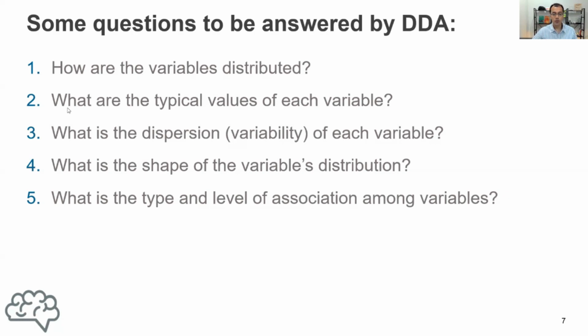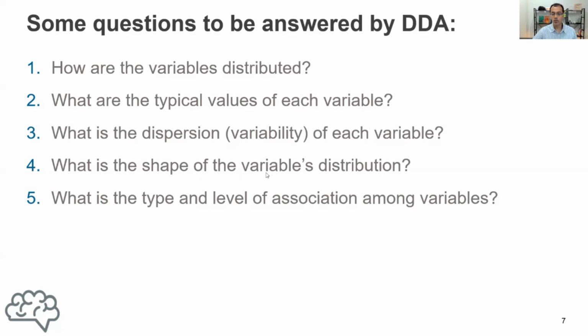The second question is related to the typical values of each variable. In this case, we are looking for a value that represents the variable. This is considered the typical value. This is usually associated with an average or with any type of mean value of the variable. The third question is related to the dispersion or variability of each variable. The goal here is to measure the spread of the variable.